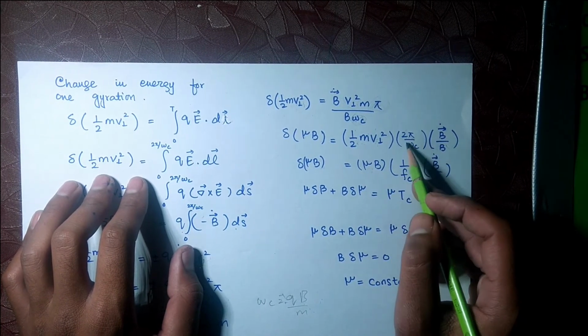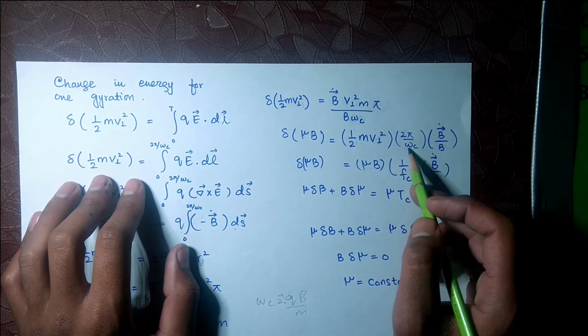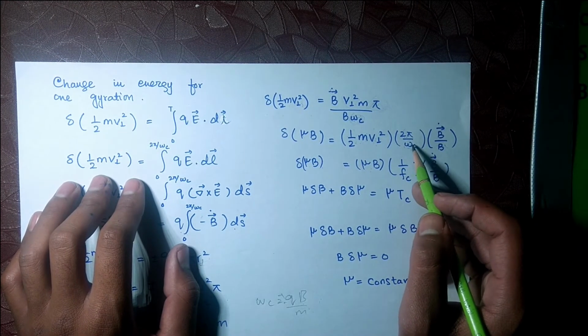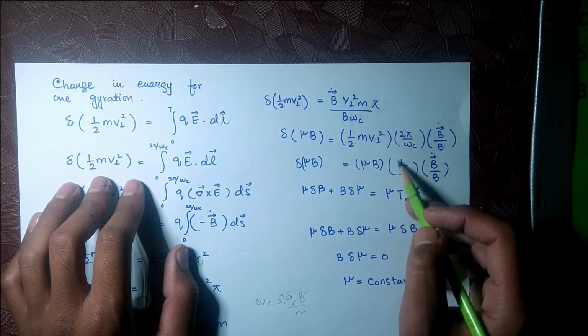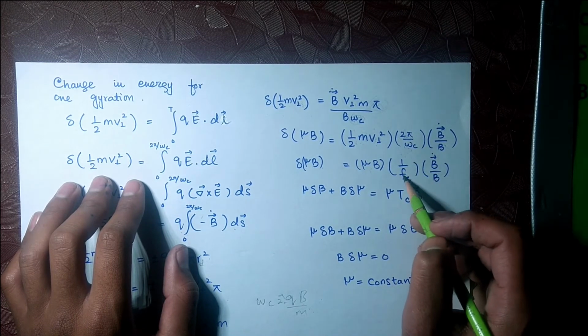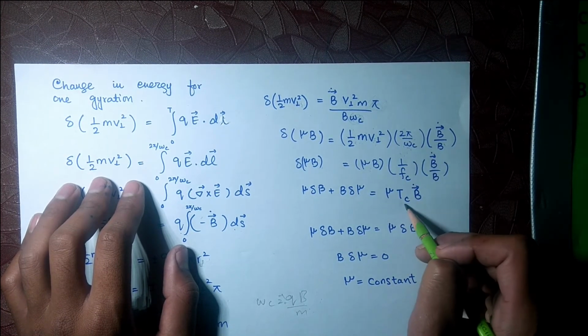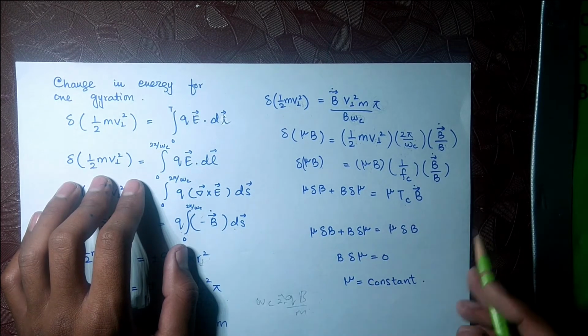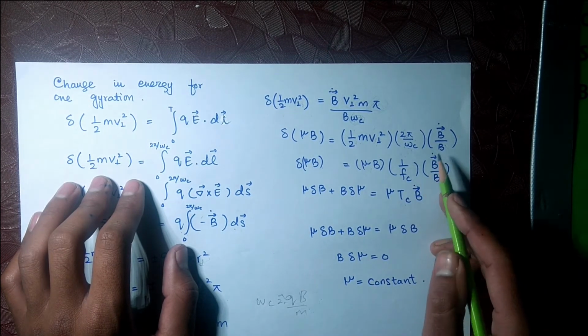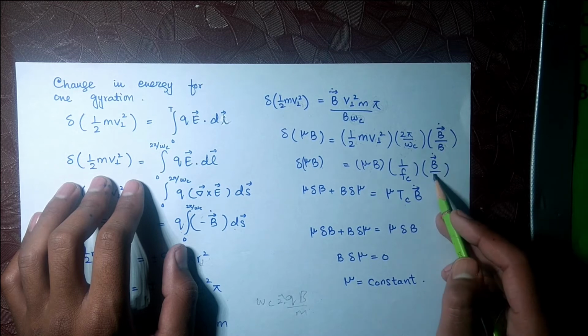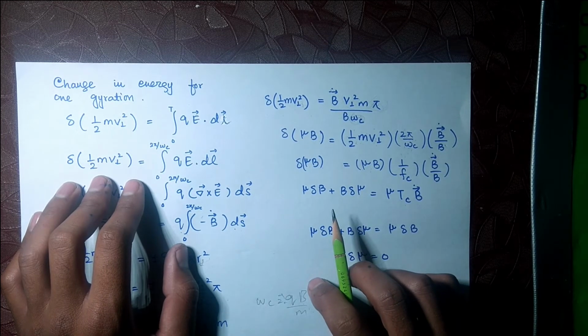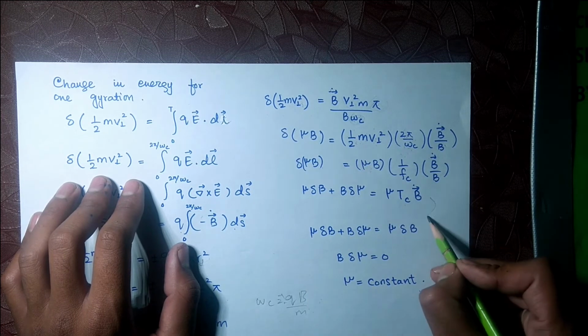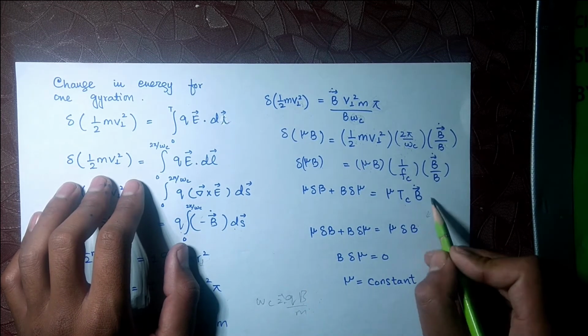So this term is equal to 2 pi over omega c, which I've already derived, and I have told you how 1 over f is equal to T c. Simply, I've already given you the derivation, and B is the same as it is. Now, how is this final equation formed from this equation?